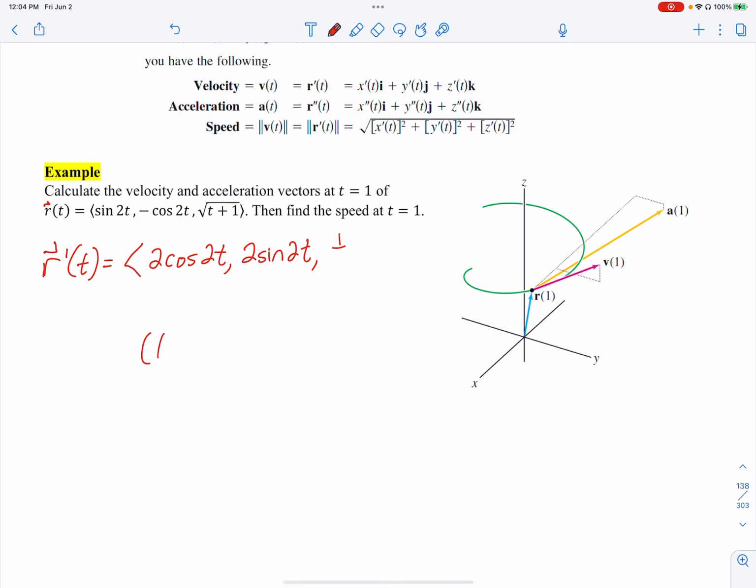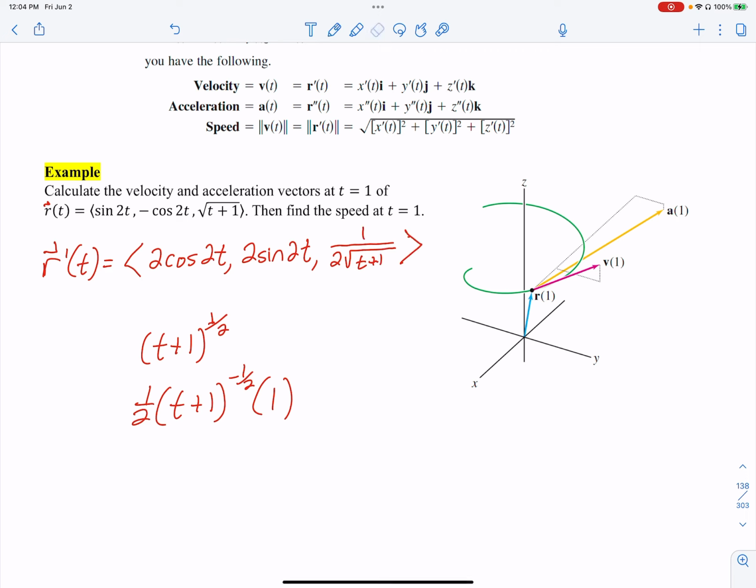I'm going to do this off to the side real quick. t plus 1 to the 1/2. The half comes down, I get t plus 1 to the negative 1/2, and then times the derivative of the inside. So that's going to leave me with 1 over 2 times the square root of t plus 1. And they just want that vector.